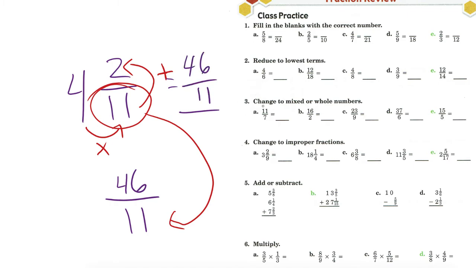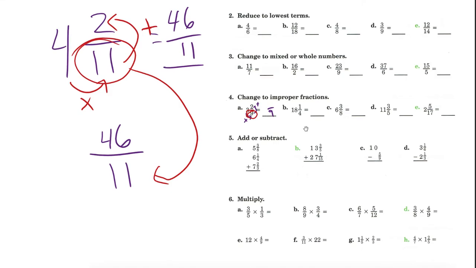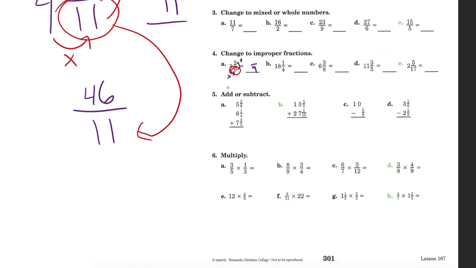So do the same thing here. Multiply 3 times 9, then add 2. And your denominator is always whatever the denominator is in this fraction here. Okay? All right.